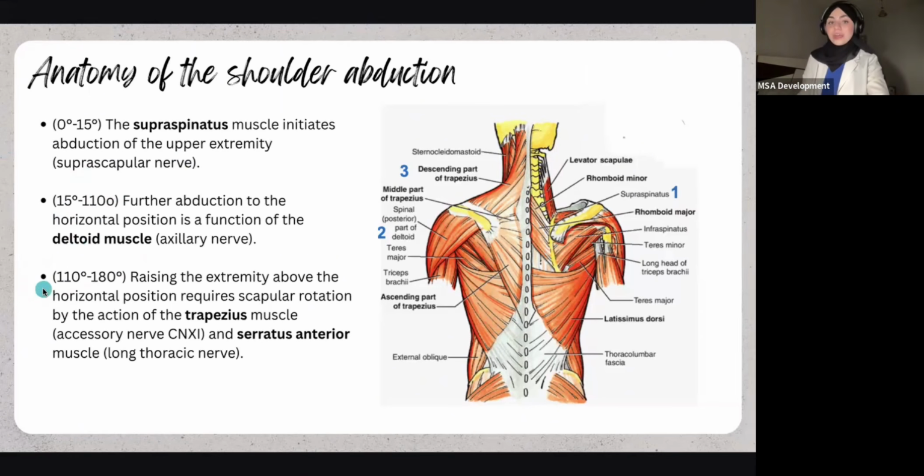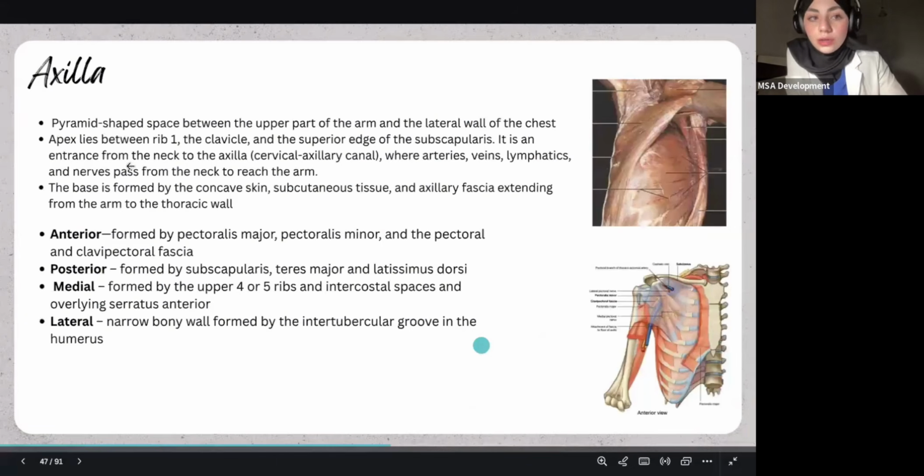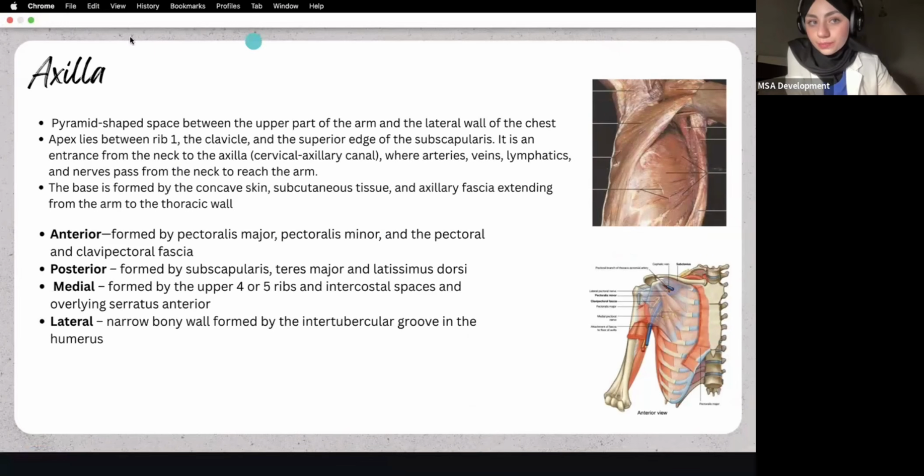Now from 110 to 180, which is completely above the head like this, it's going to be the function of the trapezius and the serratus anterior. Why specifically is because trapezius is this big sheet-like muscle. You need something to pull very strongly to be able to reach above your head. And the serratus anterior, because again, remember, it works at the level of the scapula. Specifically, it rotates the scapula laterally, which is why it's a very strong, powerful abduction. Okay, now we've reached the axilla.